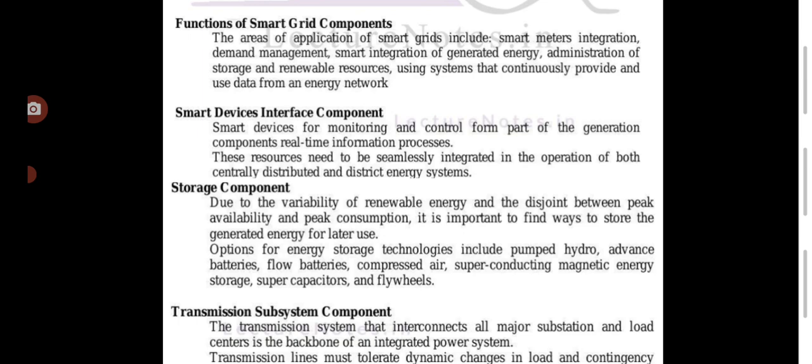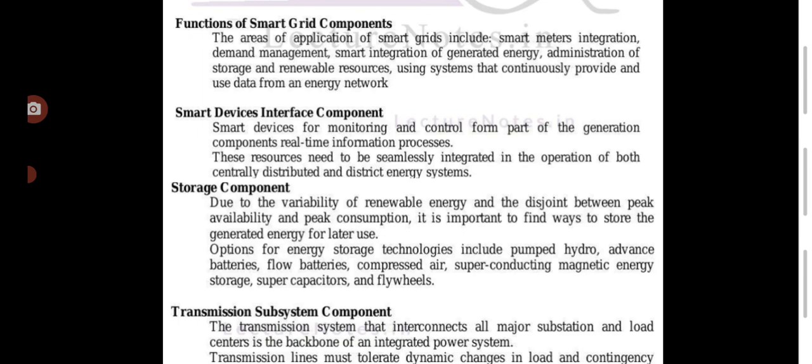Next one is in the smart device, the monitoring and control form part of the generation components, real-time information process. And this could be achieved by these resources being seamlessly integrated in the operation of both centrally distributed as well as the district energy systems by the smart device interface components. And then storage components.